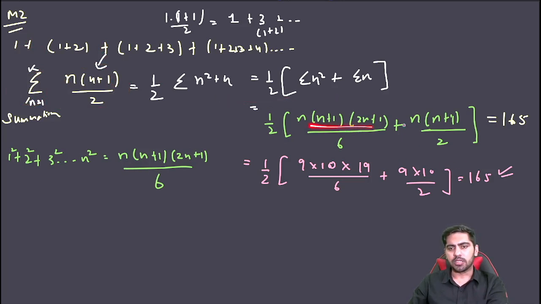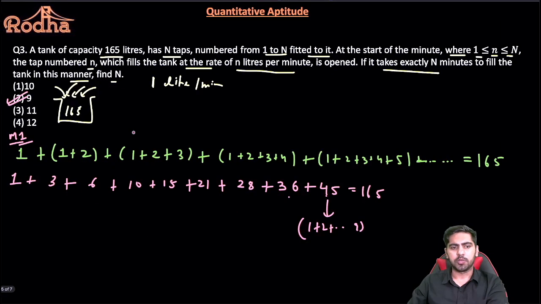Never go about solving such equations. Always try to make use of the options here. So the correct answer is definitely 9.